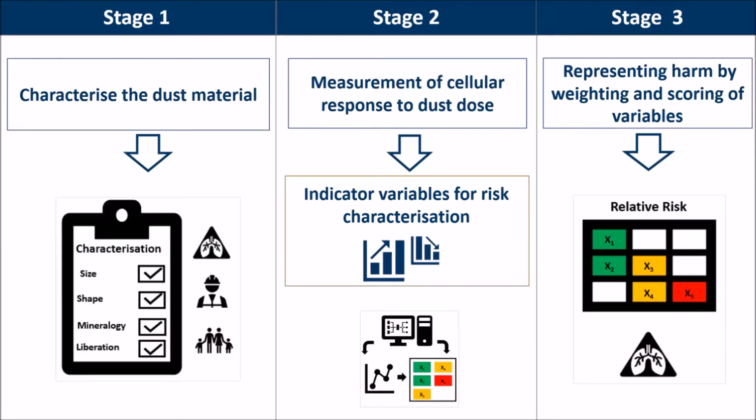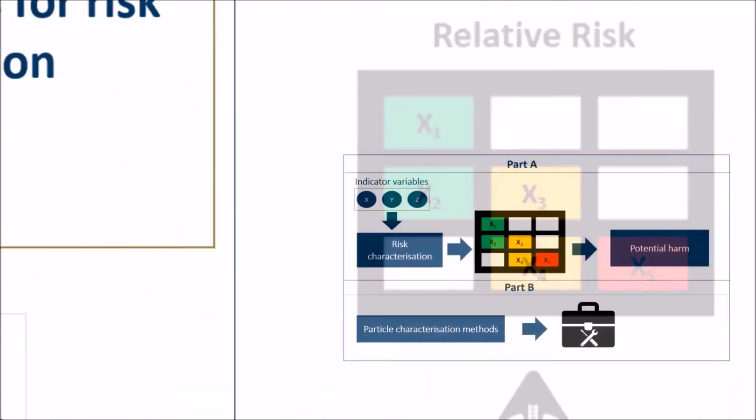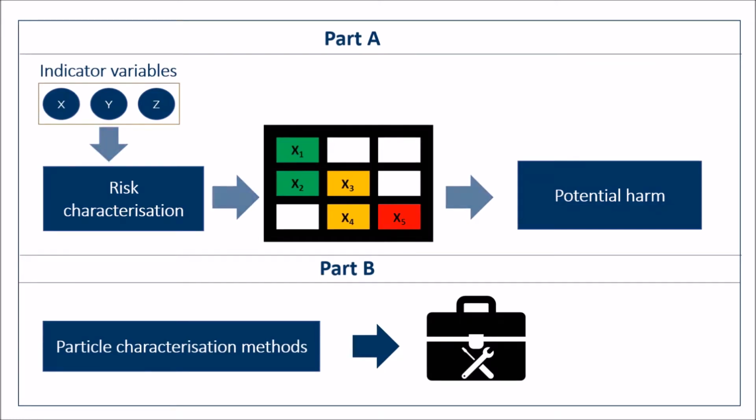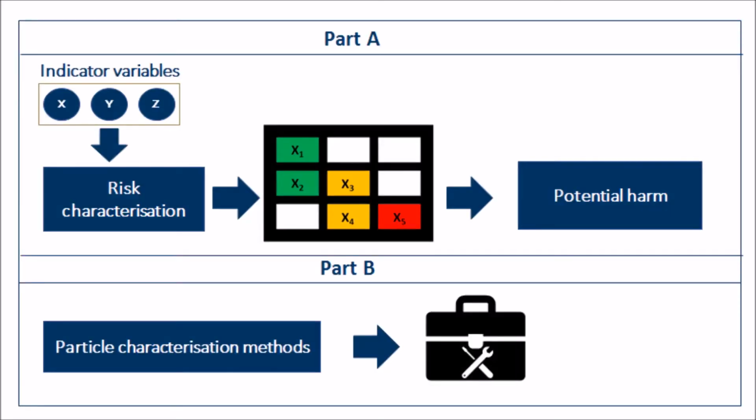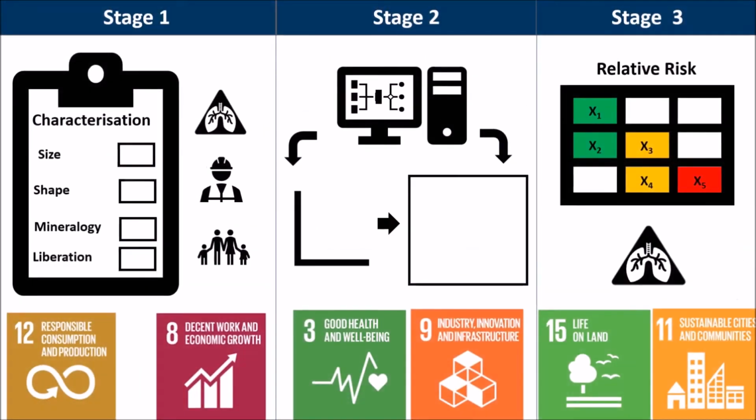Stage 3 looks at the representation of harm using a weighting and scoring algorithm to define the risk characterization protocol. Within this protocol, there are 2 parts. Part A focuses on the indicator variables generated in Stage 2. These variables will be used in a weighting and scoring matrix which will outline the potential harm of the different coals. Part B of the protocol intends to outline the tools and methods used to individually analyze and characterize the dust particles. Returning back to the 3 pillars of the project, let's conclude with the expected outputs of each stage.